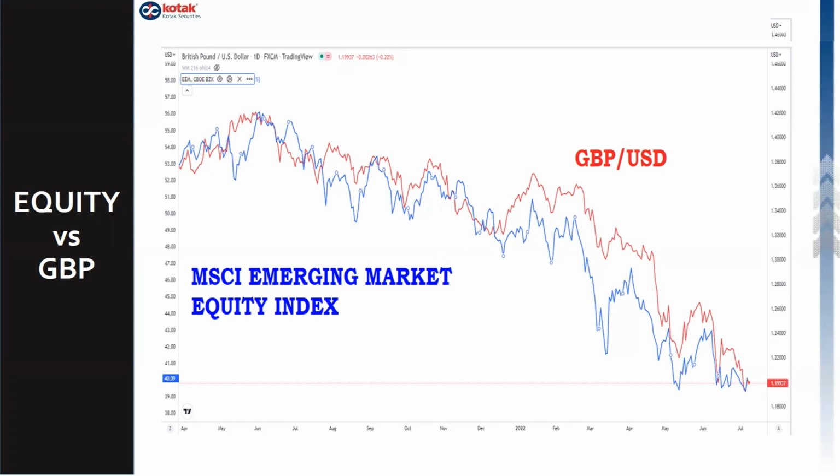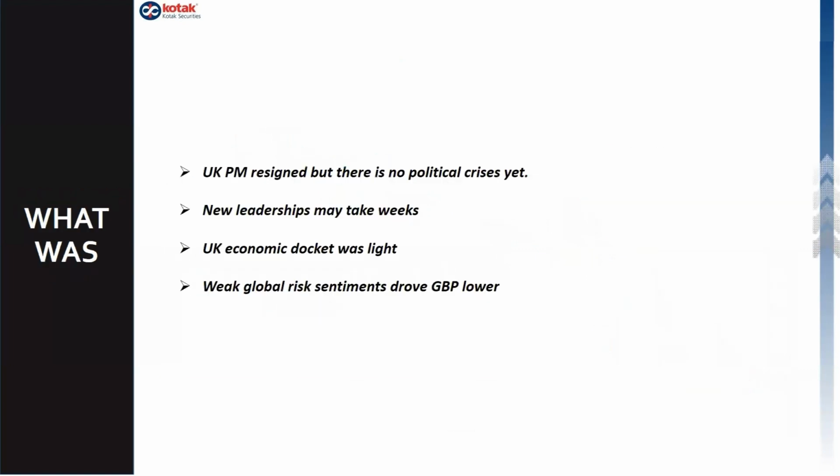So I have taken the MSCI Emerging Market Equity Index because it is seen as a risk currency. So when equity sells off, GBP tends to do bad. When equity rallies, GBP tends to do well. Now, as I said, the PM has resigned, which creates a political quagmire, but it's not yet a political crisis because they are expected to elect another leader in a couple of weeks.